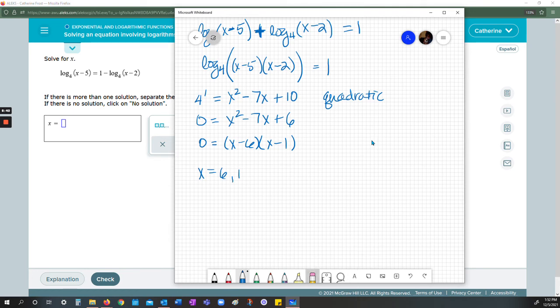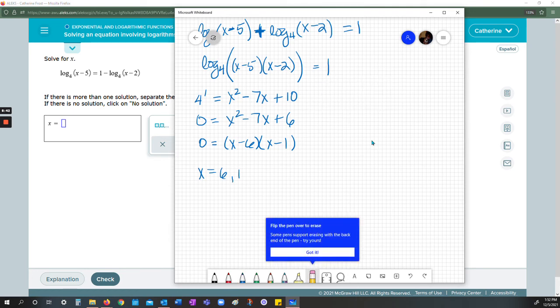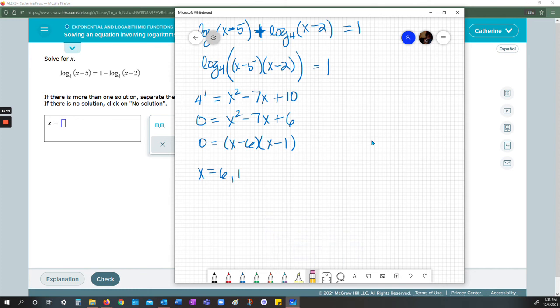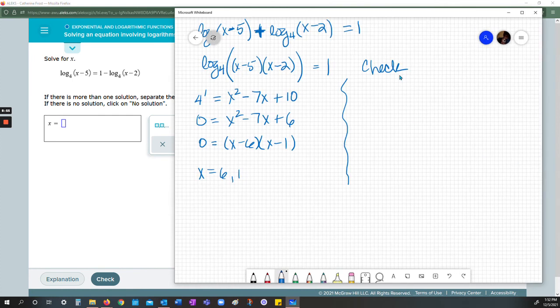Okay, so let me erase this. Whoa, okay. Oh, okay, I got it. So let's check it. And remember, we want to check in the original. I said I was just going to set this up. Do y'all hear my Roomba got stuck somewhere?